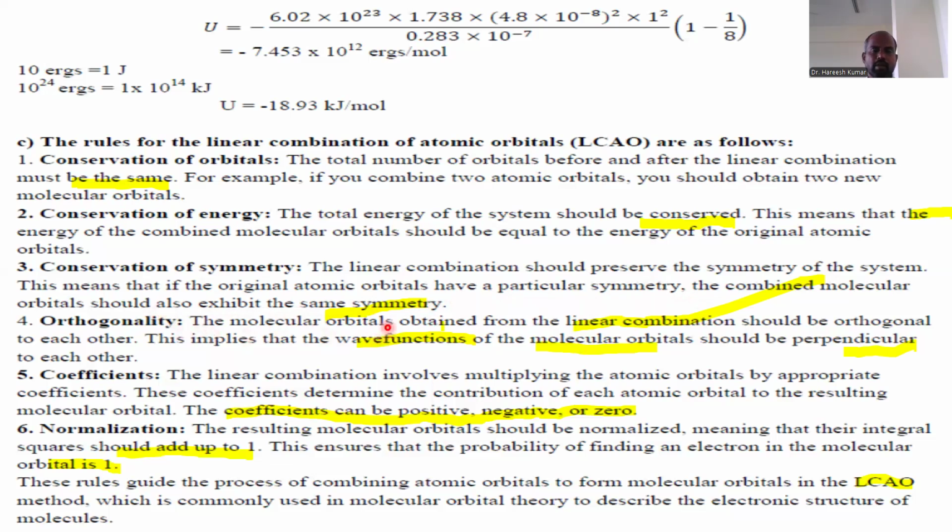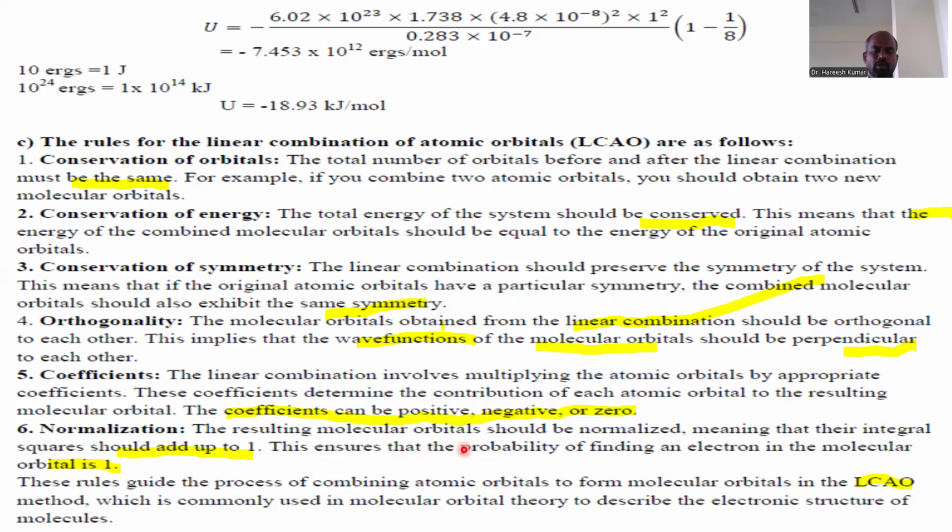Orthogonality: the molecular orbitals obtained from the linear combination should be orthogonal to each other. This implies that the wave functions of the molecular orbitals should be perpendicular to each other. Coefficients: the linear combination involves multiplying the atomic orbitals by appropriate coefficients. These coefficients determine the contribution of each atomic orbital to the resulting molecular orbital. The coefficients can be positive, negative, or even zero.